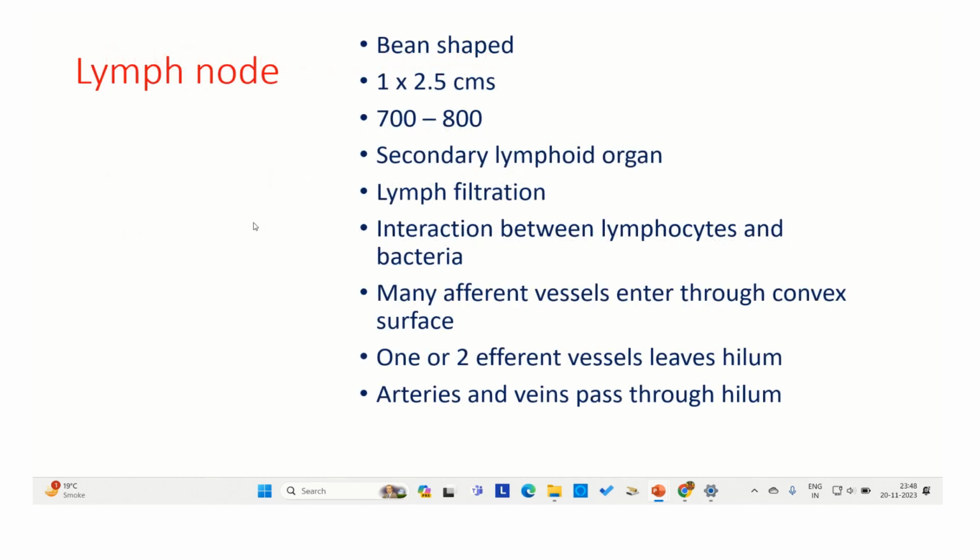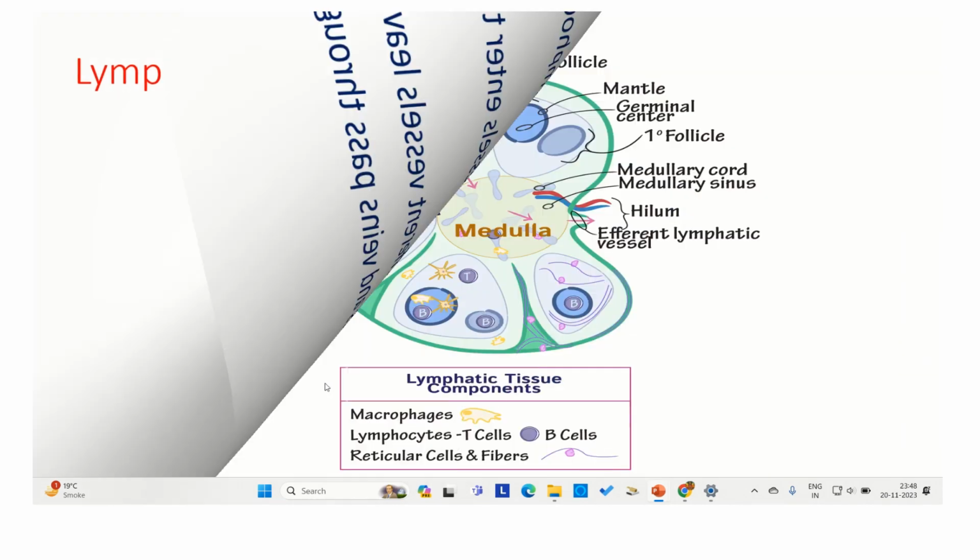So coming to the lymph node. These are bean shaped, approximate size 1 into 2.5 centimeters, and more than 700 to 800 are present in the body. It is a secondary lymphoid organ, specially designed for lymph filtration. So there is interaction between lymphocytes and bacteria in lymph nodes. Many afferent vessels enter through the convex surface. Only one or two efferent vessels leave the hilum. Arteries and veins pass through the hilum.